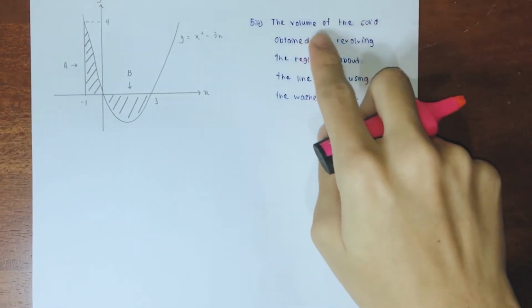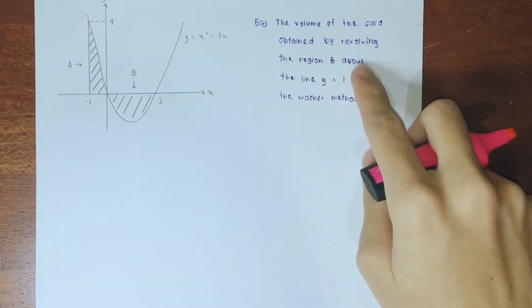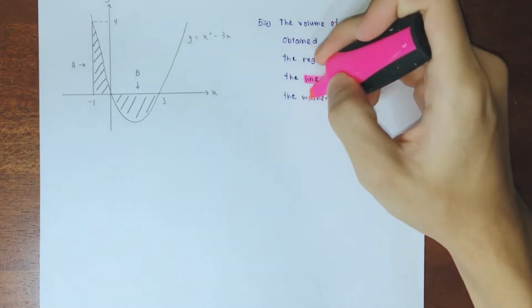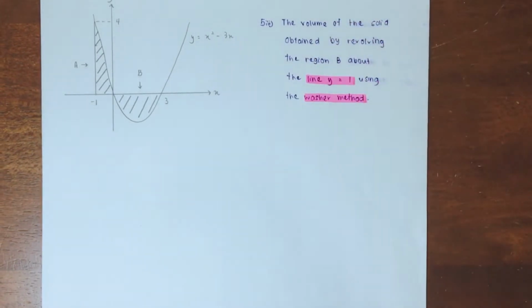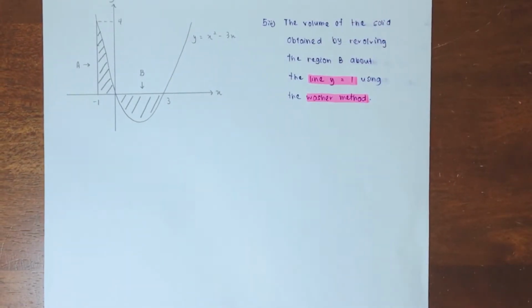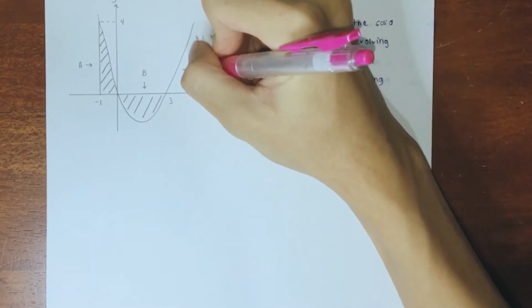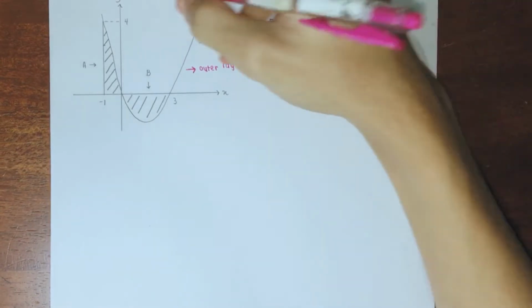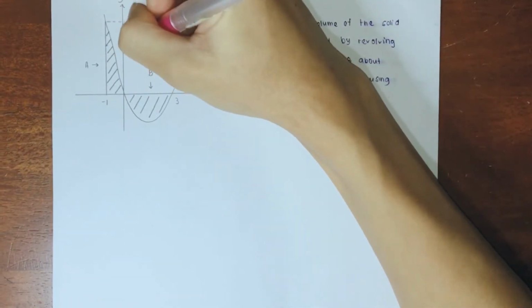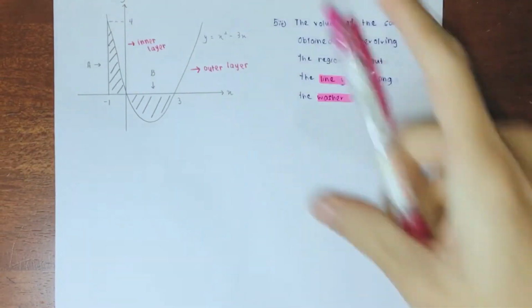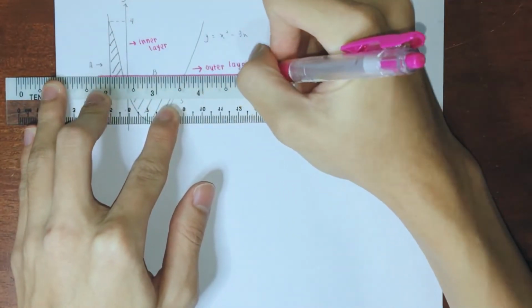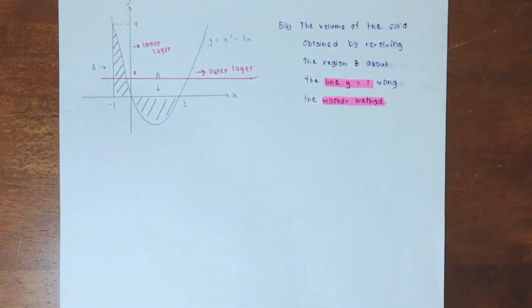So this is the question. The volume of the solid obtained by revolving the region about the line y equal to 1 using the washer method. So this is the outer layer, and this is the inner layer. So you have to make a line y equal to 1.